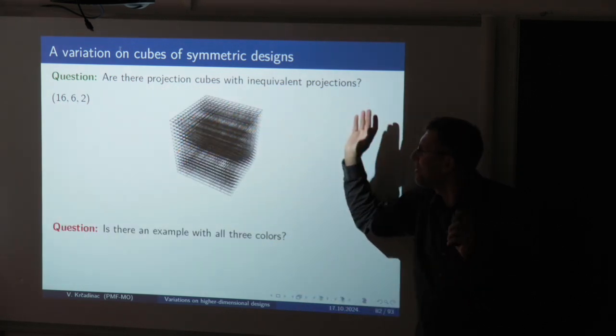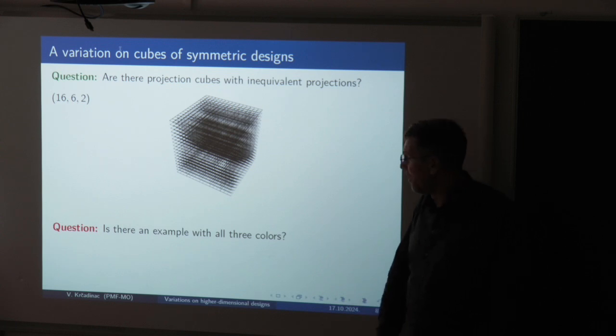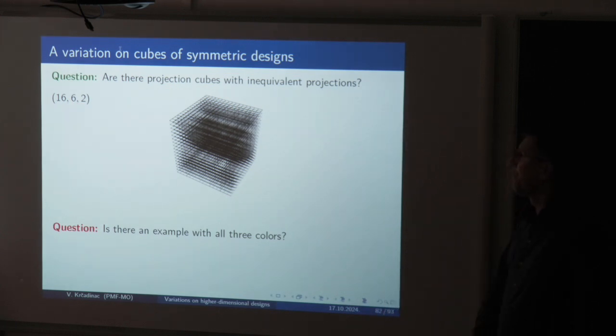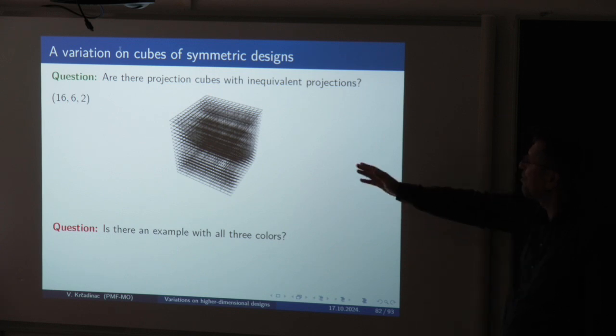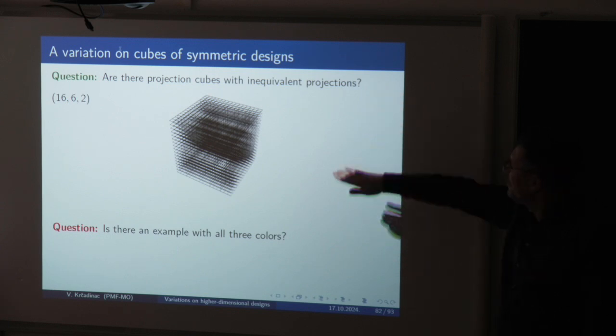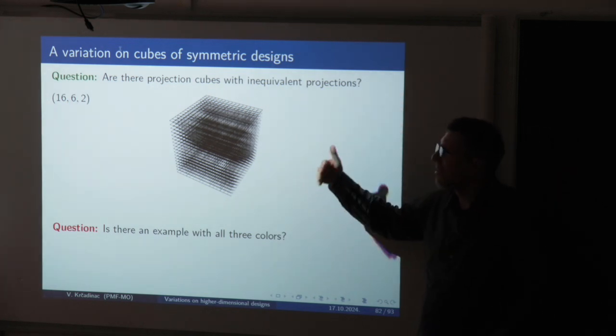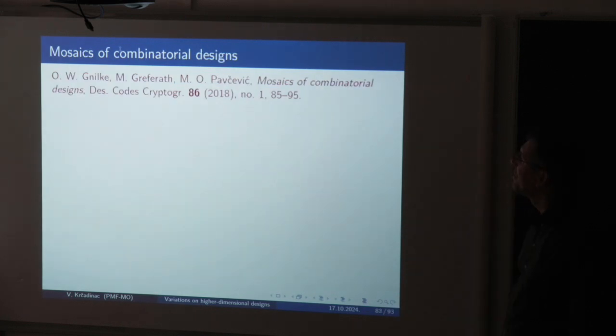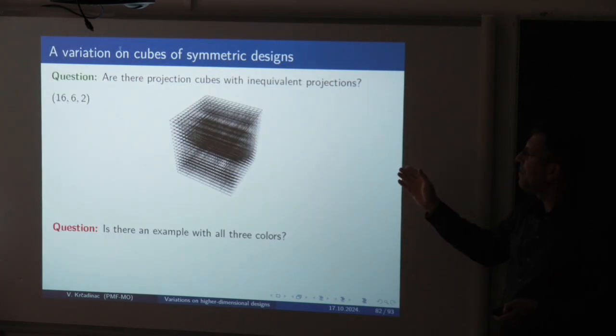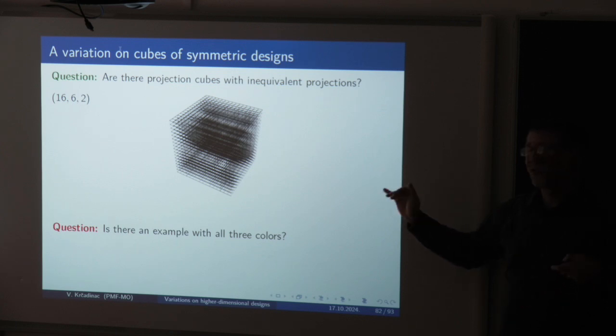So this is something I think is probably possible, not by a different construction, but by some other means. You can probably do such a projection cube where in the three directions you will get three non-isomorphic designs. Now, this is, I think, a good research direction.